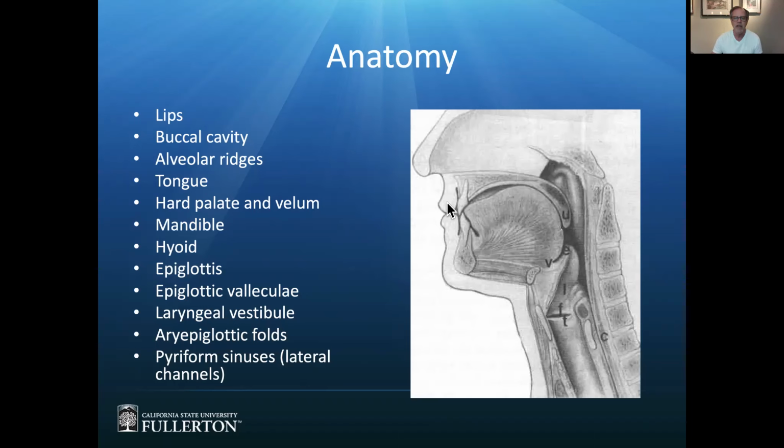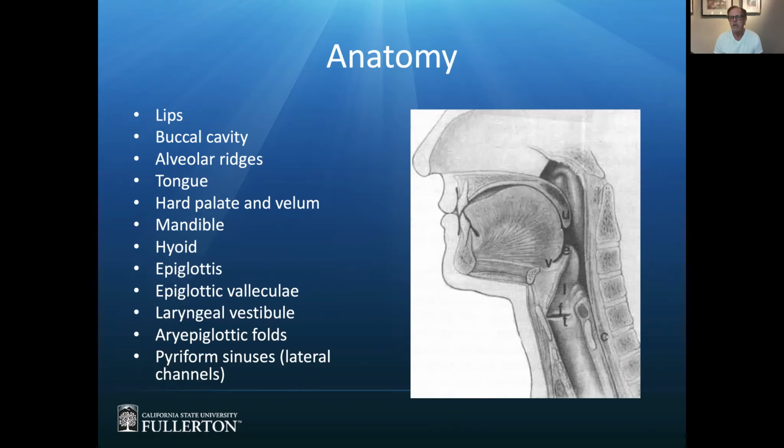Okay, so lips, certainly you're familiar with lips. Don't have to do much on that. Buccal cavity, you're familiar with it. This is sort of a mid-sagittal image, and the only part of the buccal cavity you can see here is between the lips and the alveolar ridges in the front area. But just as a reminder, that buccal cavity goes all the way around back to about where the pharyngeal arches are. So it's shaped a bit like a big U.